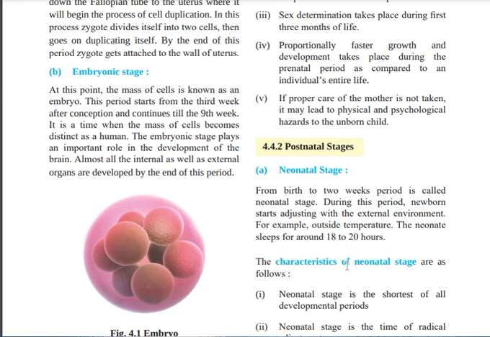Okay, and it is a time when the mass of cells becomes distinct as a human, and the embryonic stage plays an important role in the development of the brain. Almost all the internal as well as external organs develop by the end of this period. This stage is very important. Like in the first stage, the germinal stage, the cells are getting into place, and in the embryonic stage, so many cells are formed.